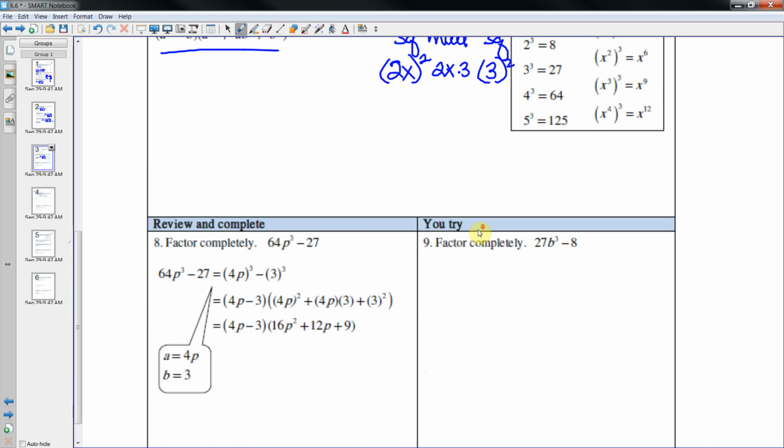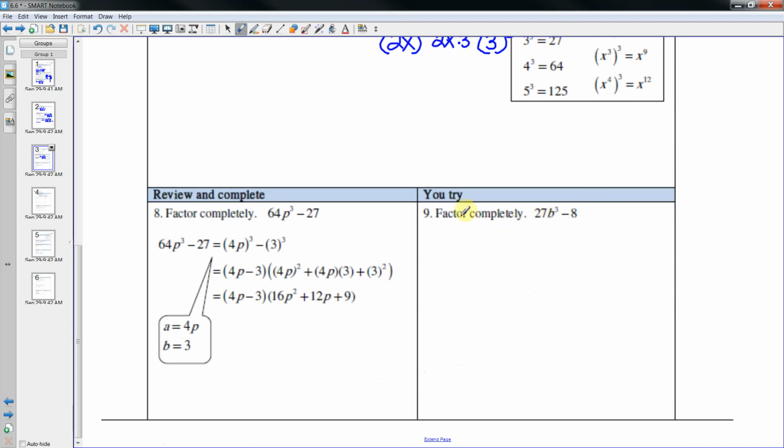Alright, let's do one more of the cubes. 27b cubed minus 8. So can't take out a greatest common factor. I've got cubes, so I'm going to do binomial, trinomial. 27 is 3 times 3 times 3, and then b cubed is the b, and then the cube root of 8 is 2. So we're going to square, multiply, square. And so we get 3b, and we're going to square it. Don't forget to square the 3 and get a 9b squared.